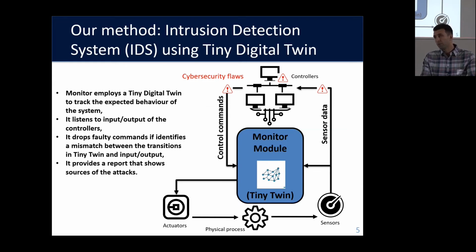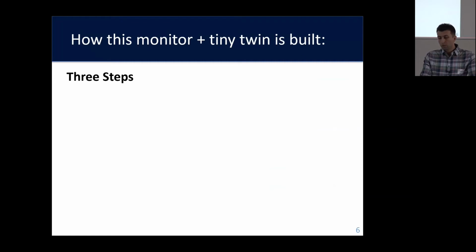If we find a mismatch between the sensor data and control commands and the transitions modeled in this tiny digital twin, we alert the system, stop the execution, and provide reports that show the source of the attacks. Okay, in order to build this monitor plus the tiny digital twin, we follow 3 steps.